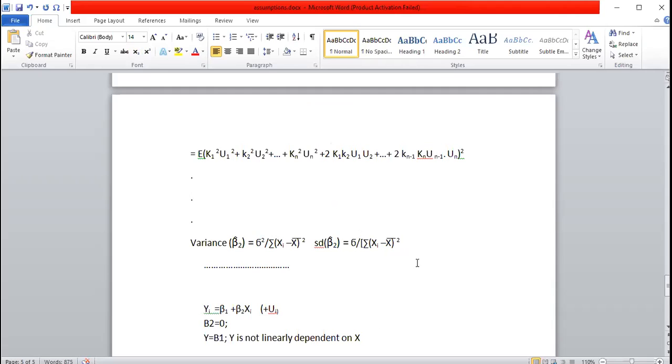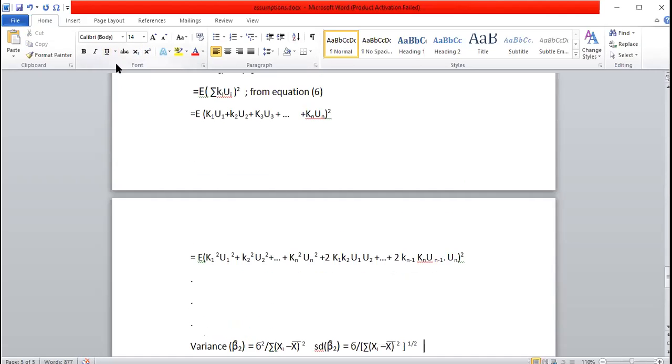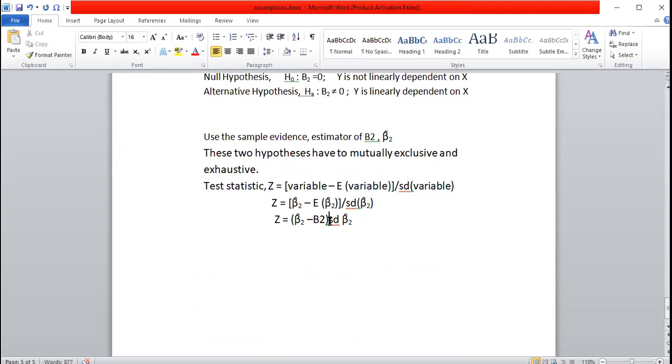I'll write this divided by this to the power half. It looks clumsy otherwise. This is what you are actually looking at. I'm not going to go deep into that. Our software will do that, but at least you know what should be here. Divided by this. So Z is this.